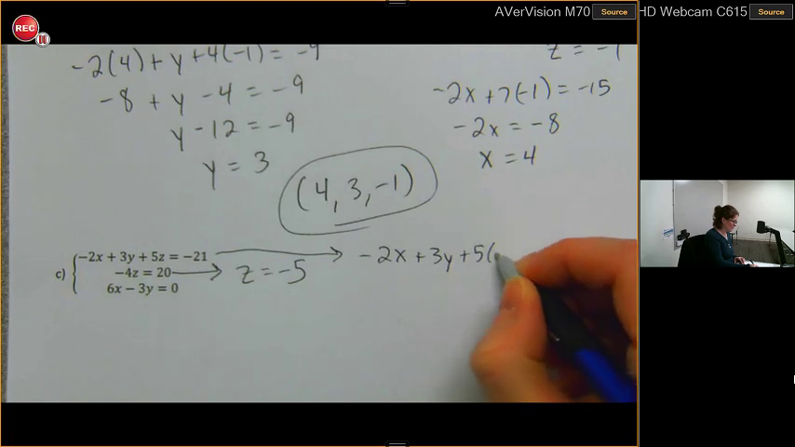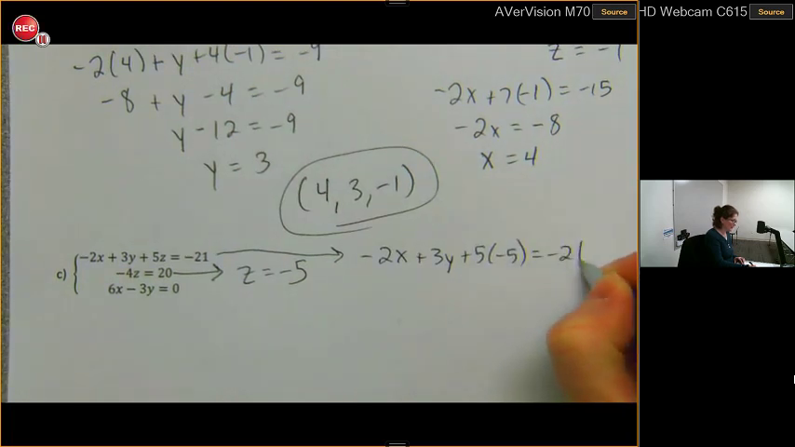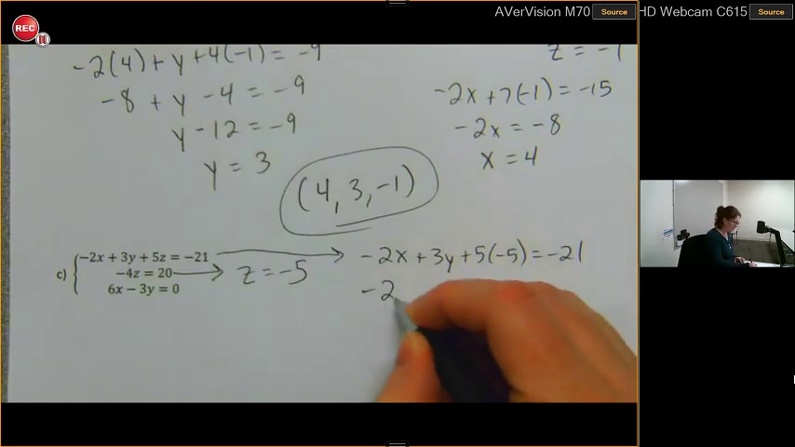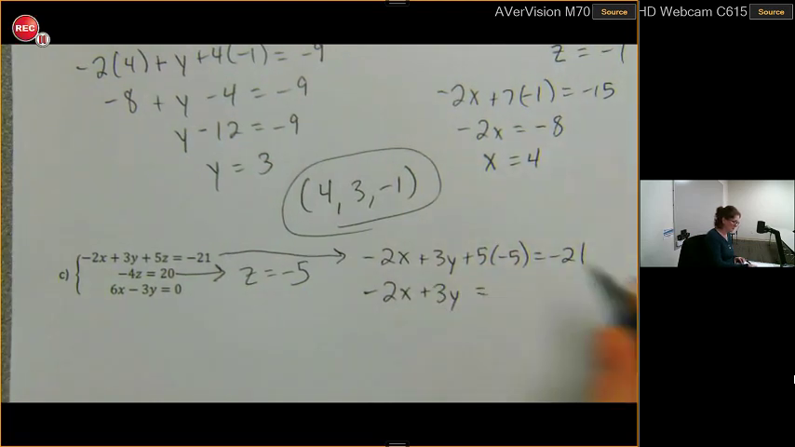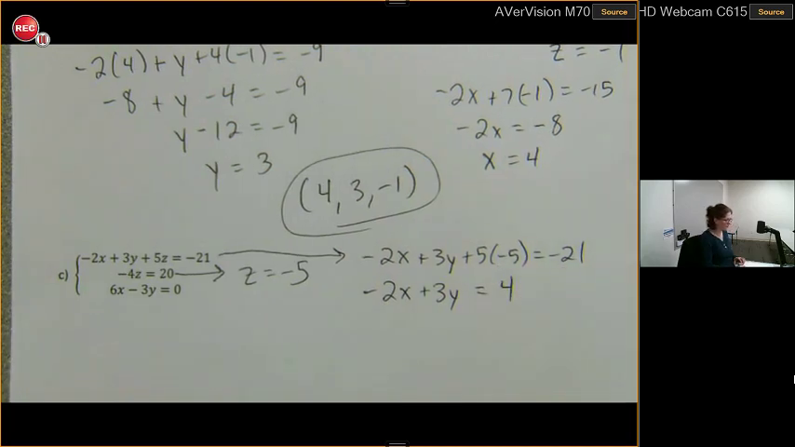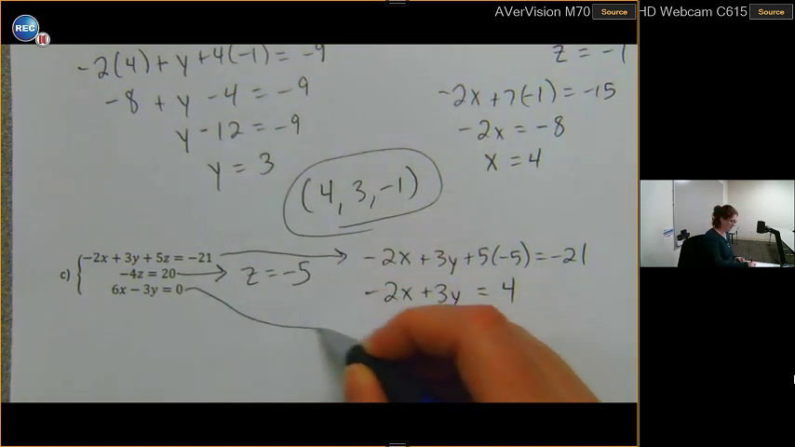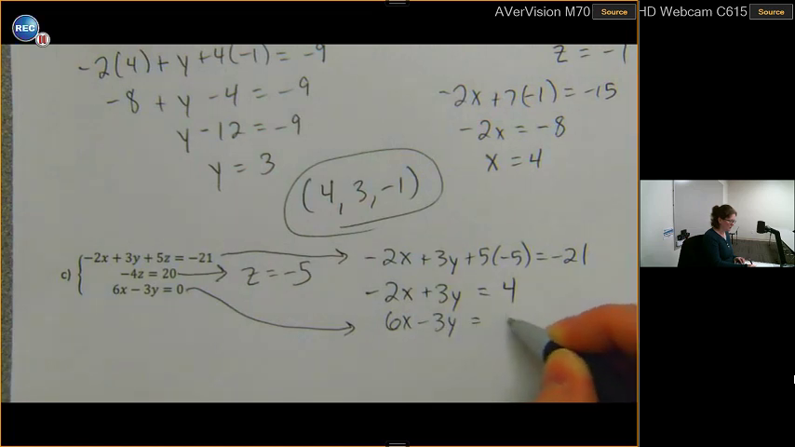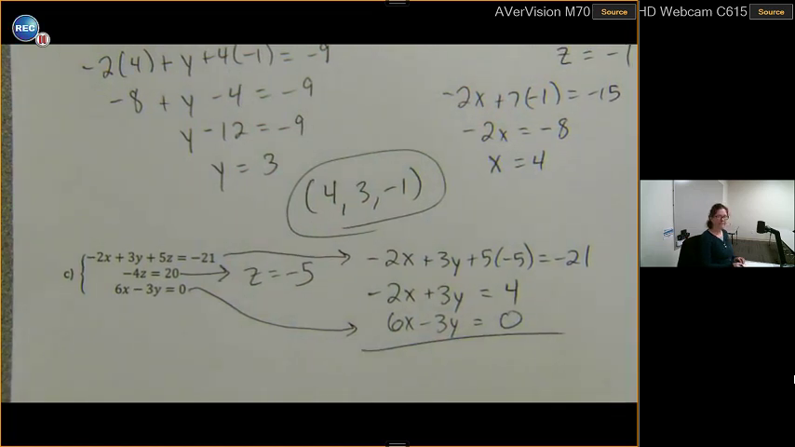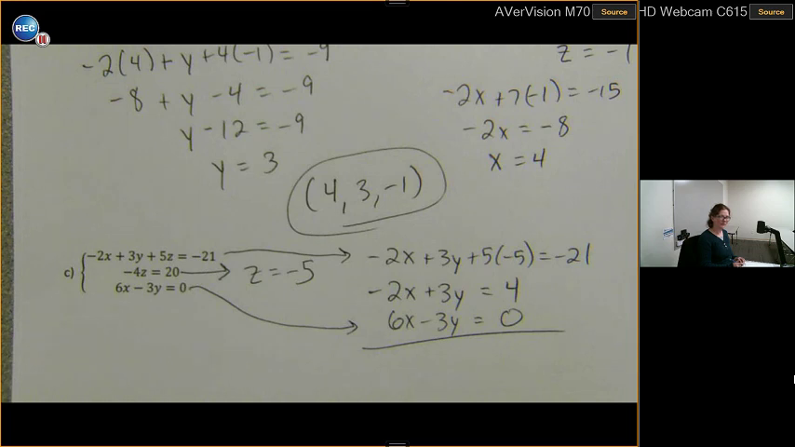plus 5 times negative 5. And I get my numbers all to the right, so this is negative 25, so I'm going to add 25 and get 4. So what I have now is two equations in two variables that's already set up to cancel the y's.